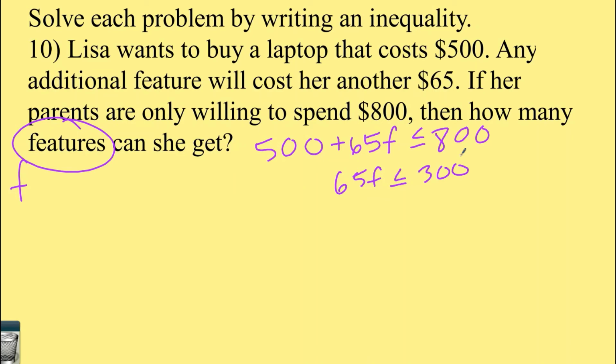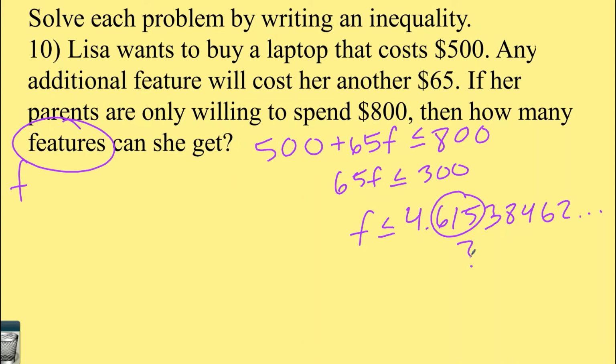So let's see, I gotta find my calculator. 300 divided by 65 is something gross. So you get 4.615384462, blah, blah, blah. All right. Now, what does that mean? I say how many features can she get? She can get at most, what, 4.615 features? No, that would be silly. I can't go in there and buy part of a feature. Okay, that does not make sense in this word problem.